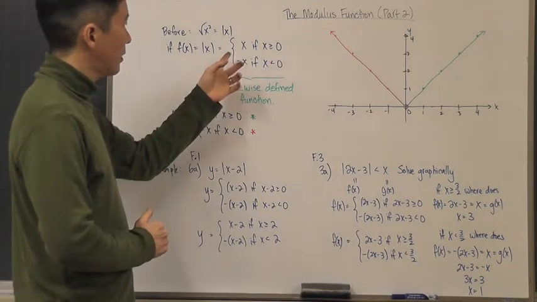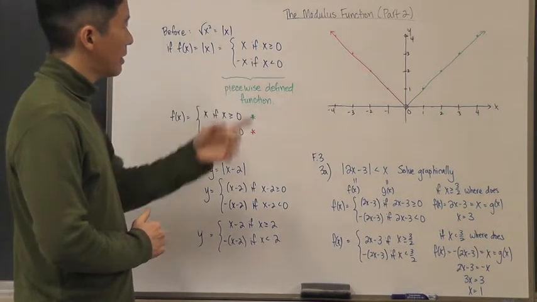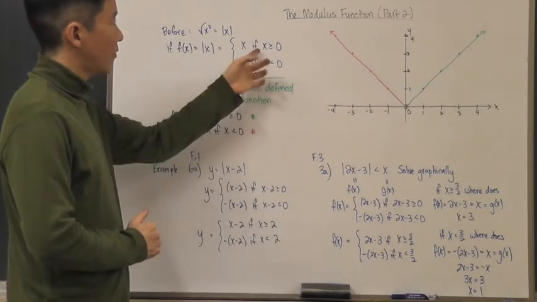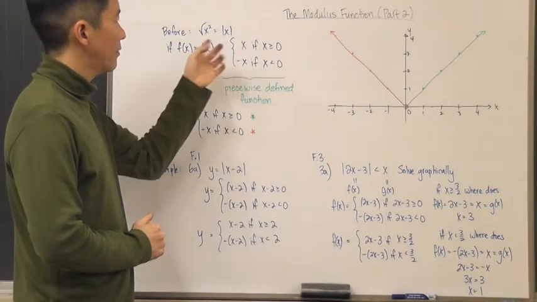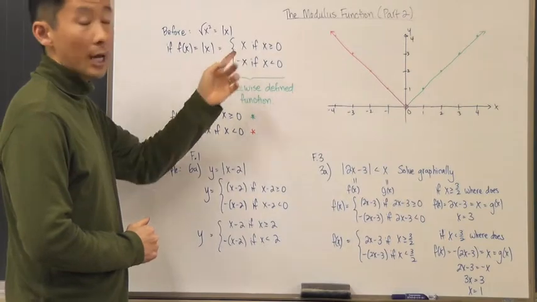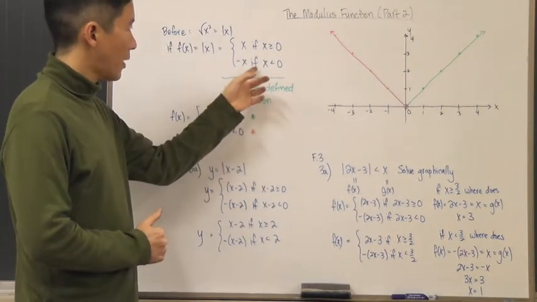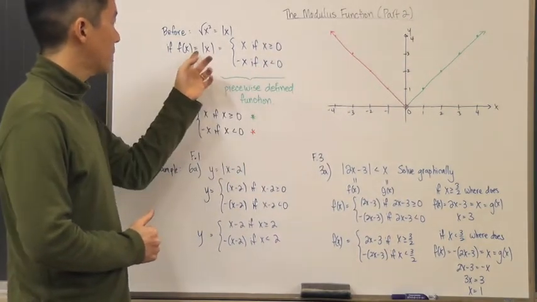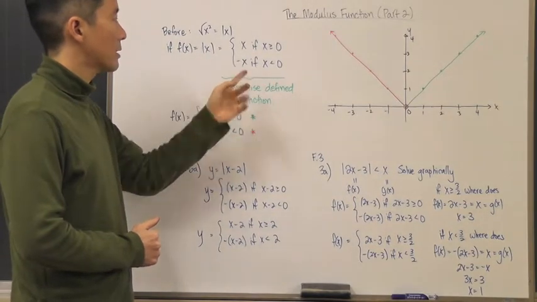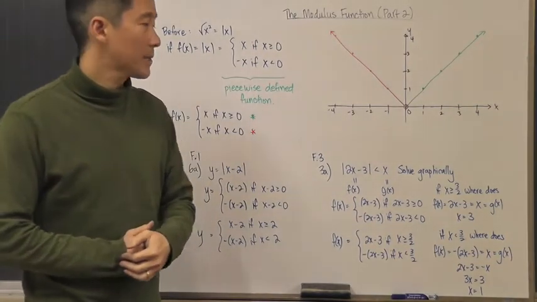So notice that if we take a look at this right here, it says that if x is greater than or equal to 0, then the function absolute value of x is equal to x. And if x is less than 0, then f of x, the absolute value of x, is actually going to be the same thing as the opposite of x.